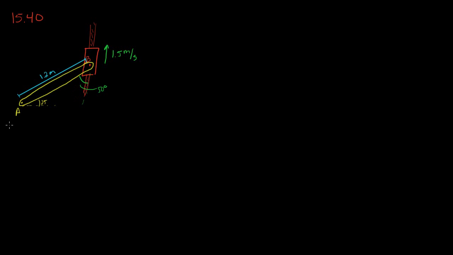So we're asked to figure out what this velocity of A is and what the angular velocity of this rod AB is. So if we use our relative velocity equation, we have the velocity of A is equal to the velocity of B plus omega AB crossed with the position vector of A with respect to B.